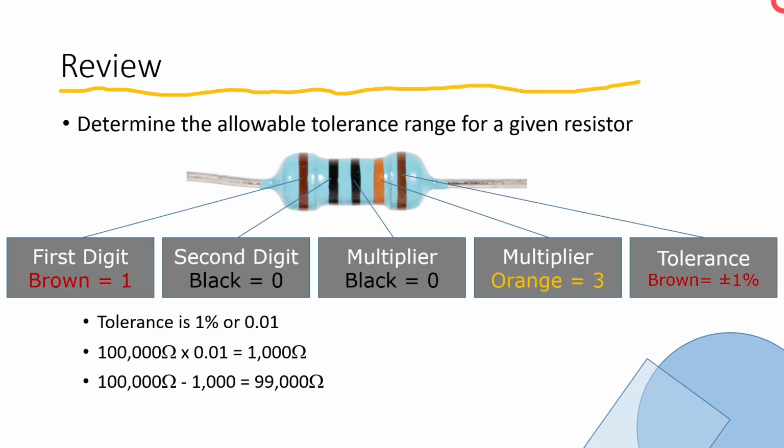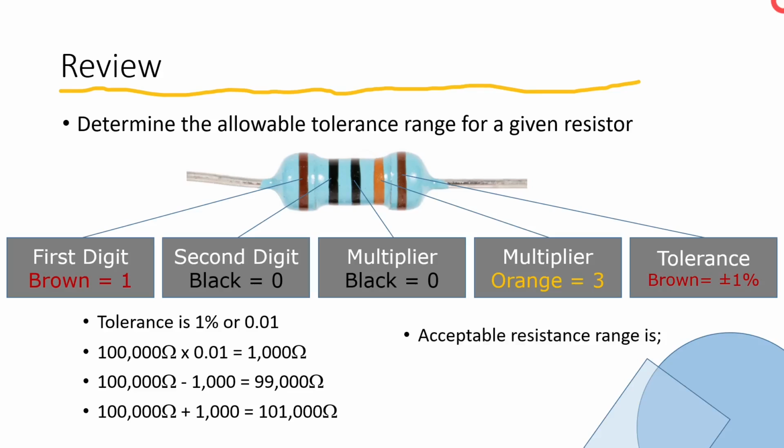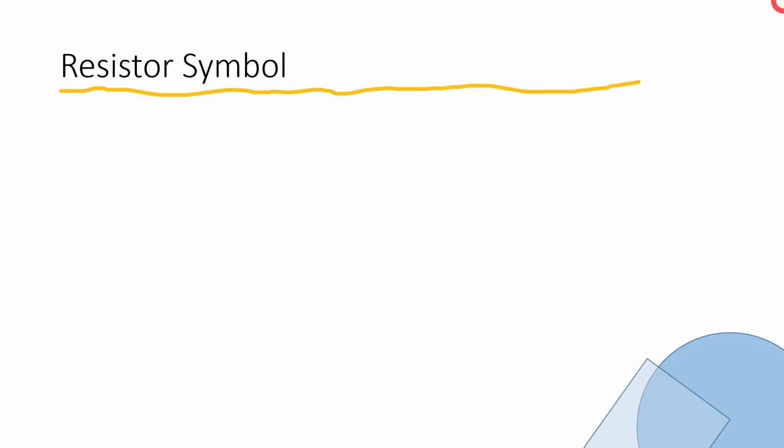So we subtract it first and we get 99,000 ohms for one end of the range, and we add it and we get 101,000 ohms for the other end of the range. So the acceptable range can be said to be 99 to 101k ohms.